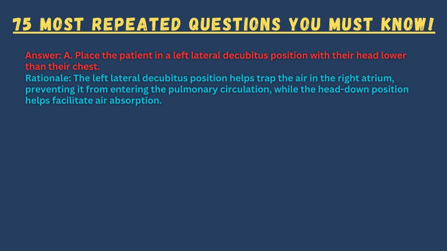Answer: A. Place the patient in a left lateral decubitus position with their head lower than their chest. Rationale: the left lateral decubitus position helps trap the air in the right atrium, preventing it from entering the pulmonary circulation, while the head-down position helps facilitate air absorption.